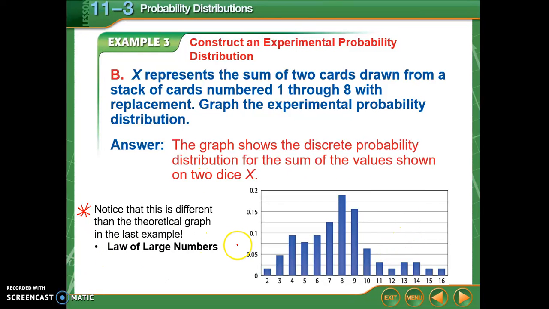There's something called the law of large numbers that this section talks about. Basically, it means if I were to do more and more trials, here we only did 64 trials. If I were to do it over and over and over, the more times I do it, the closer my experimental probability would get to my theoretical probability, right? The larger the amount of trials, the closer it gets to the theoretical.